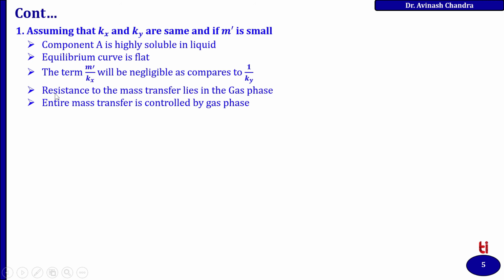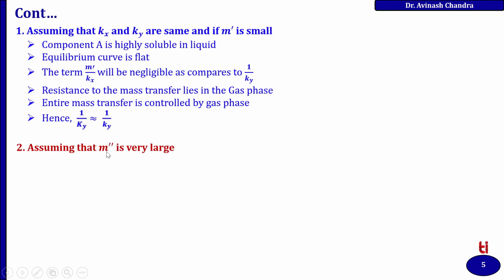So these are the consequences when kx and ky are the same and M dash is very small. Hence we obtain 1 upon capital Ky is equivalent to 1 upon small ky. So this is the gas phase controlling system.